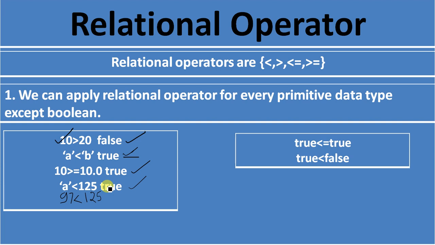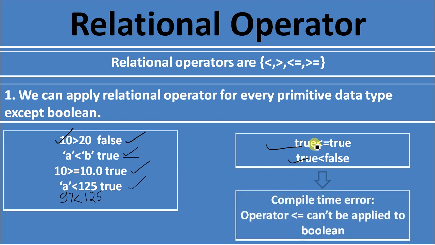But if you apply relational operators on boolean type, it will give a compile time error. If you try to compare boolean types, like true less than equal to true, and true less than false, these combinations always give a compile time error: operator less than equal to cannot be applied to boolean.